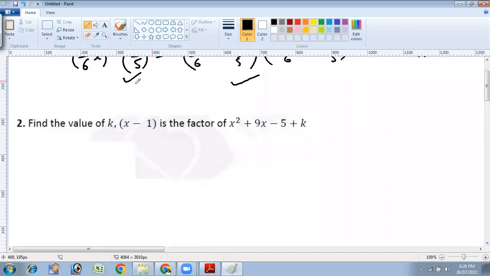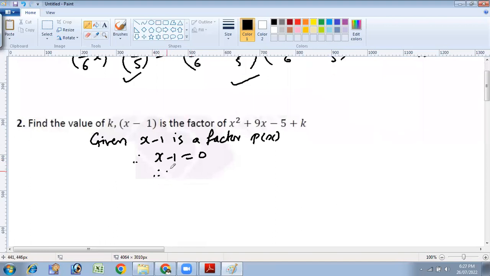Then next question. Find the value of k if x minus 1 is a factor of this polynomial. What is given? That x minus 1 is a factor of polynomial p of x. Suppose this is p of x. Therefore, x minus 1 is equal to 0, therefore x is equal to 1. So we want to find the value of k.